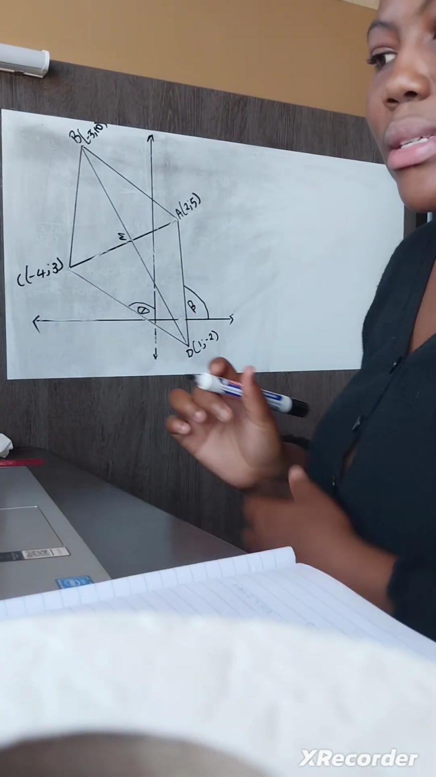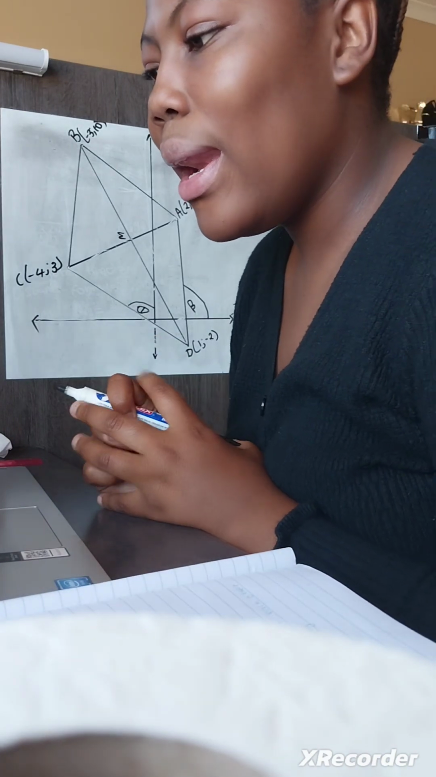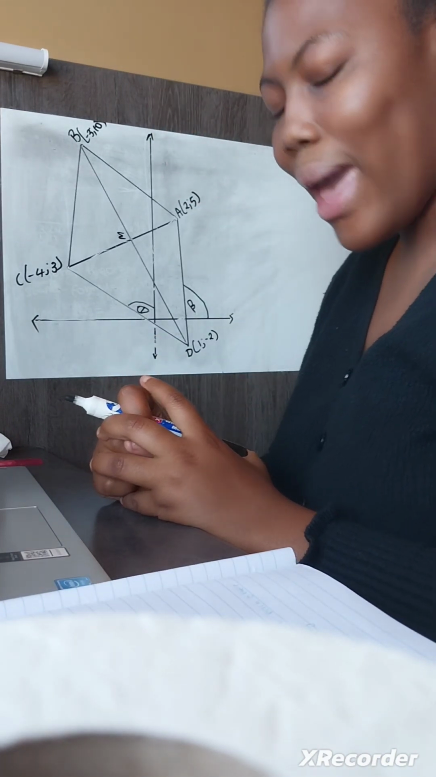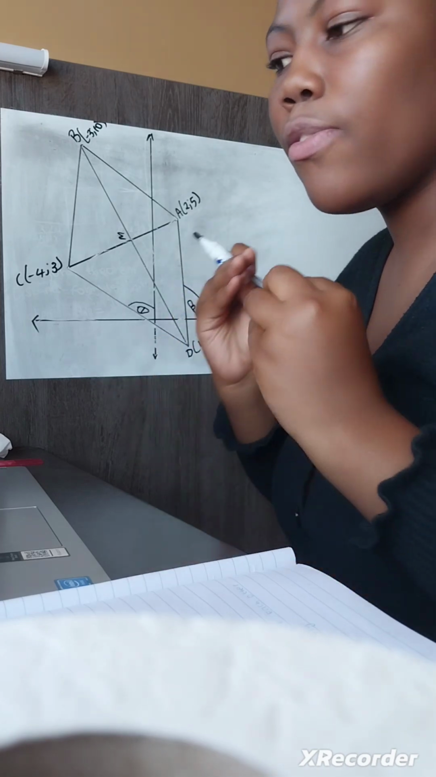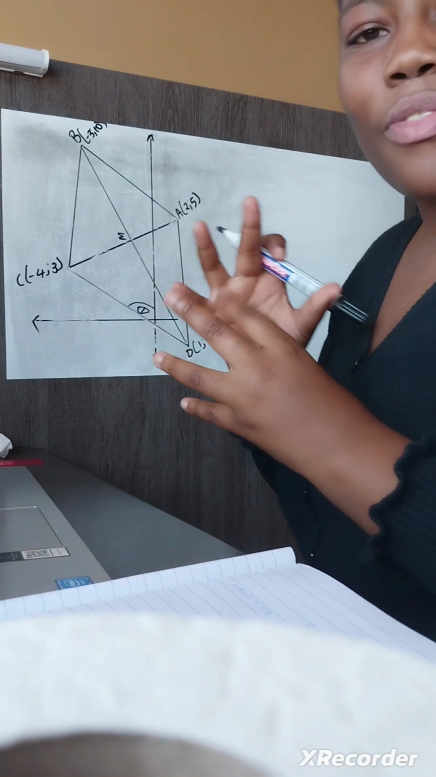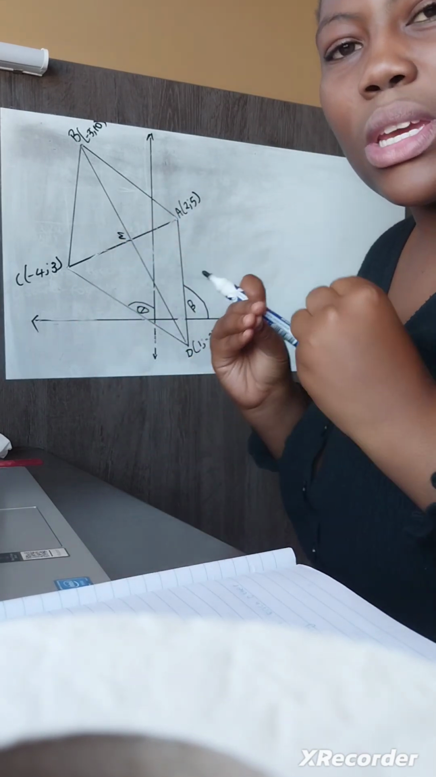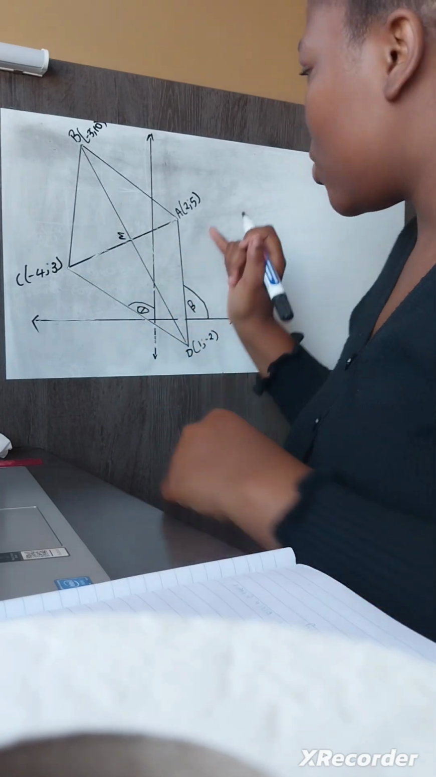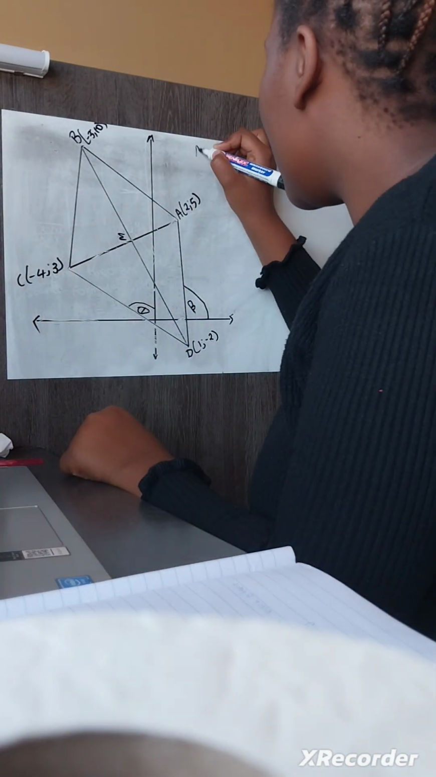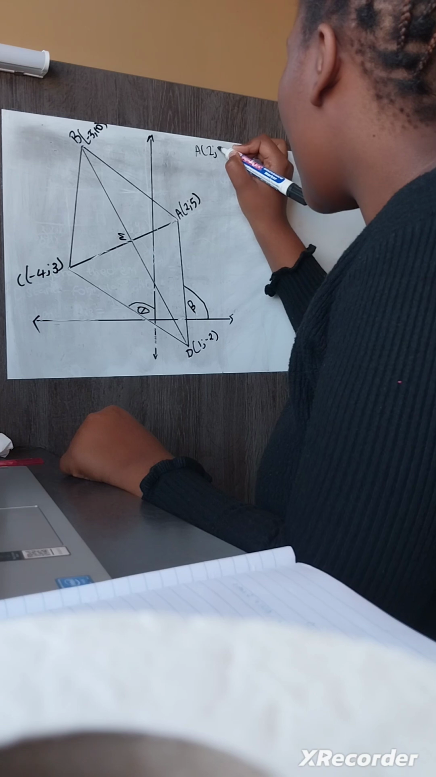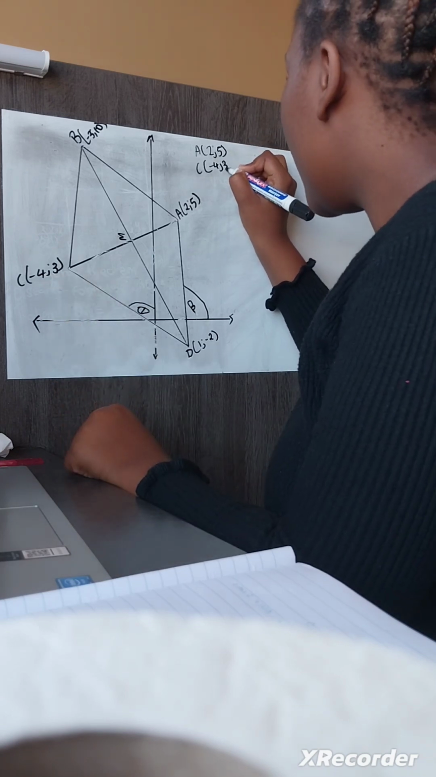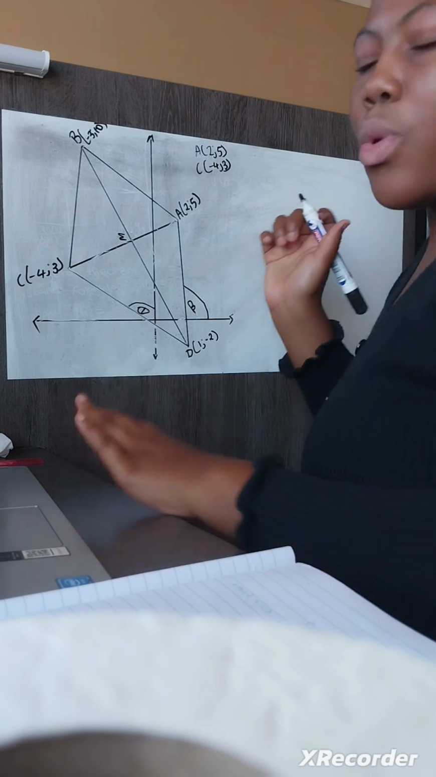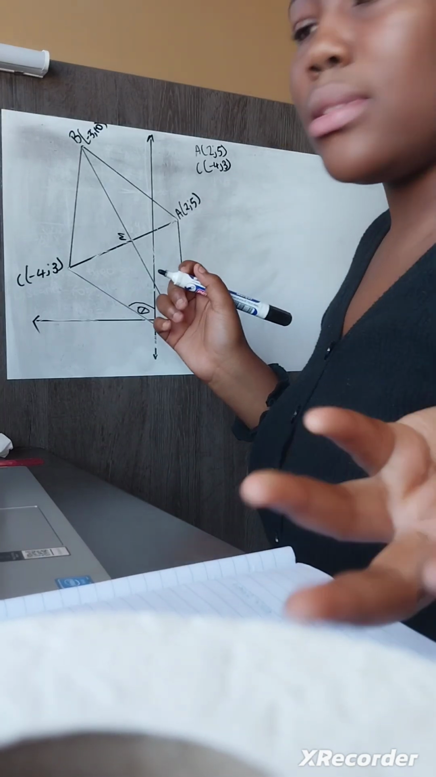So our first question asks us to calculate the length of AC, and they say leave your answer in the simplest surd form. When they talk about length, they are talking about the distance. So here is our AC. We have point A as (2, 5) and C as (-4, 3). So we must calculate the distance of AC.